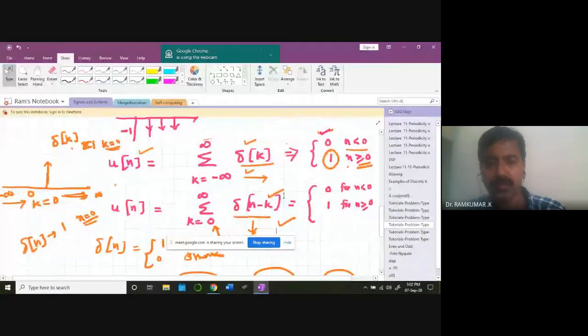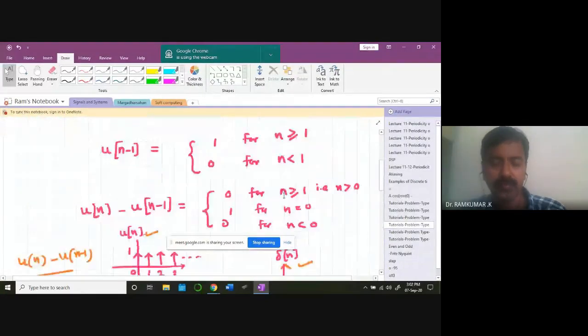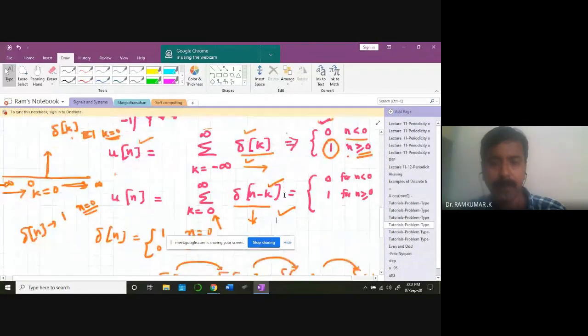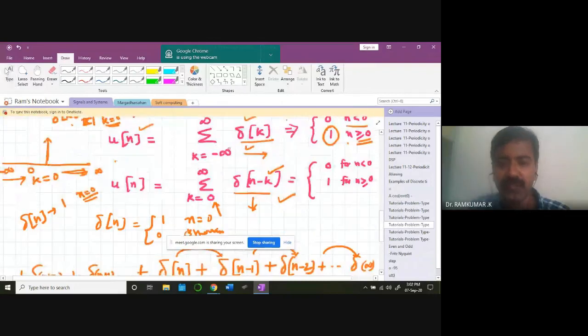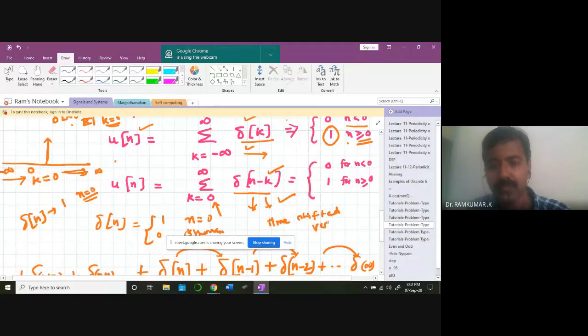Any doubt in this? It's called a shifted version. Time shifted versions of delta.